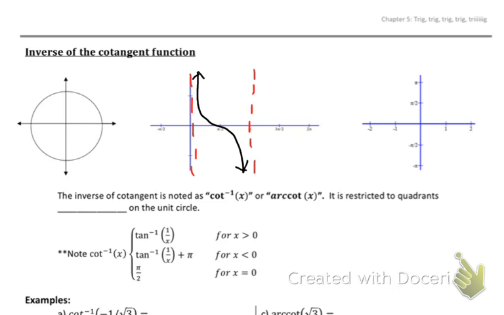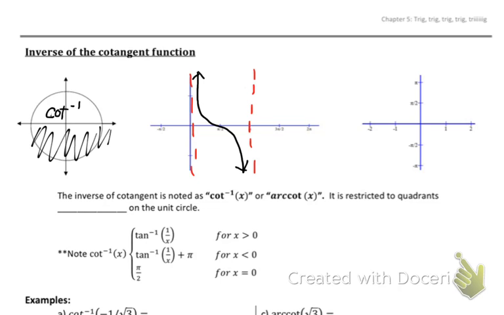Well, that's quadrant 1 and quadrant 2. So cotangent inverse is in quadrant 1 and quadrant 2. That's going to cause us problems in a second, but we'll put a pin in that for a second. We're going to graph it.